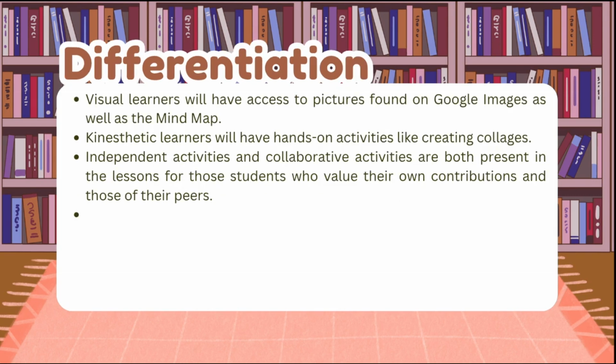Some different ways that we differentiated based off of the different learners in our classroom: we had some visual learners, using the pictures with Google Images and also pulling in the mind map as our visual. We also had kinesthetic learners, with the hands-on activity of creating the collages. And then we had independent activities and collaborative activities in our lessons for those students who like to do their own work and those who like to have peer work.